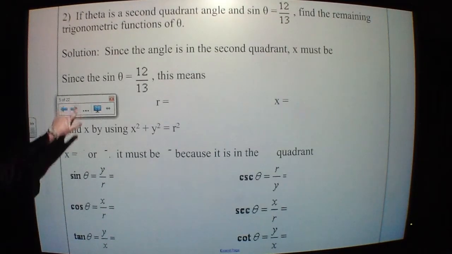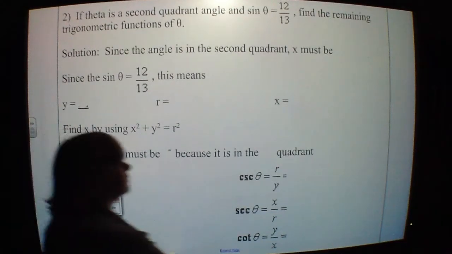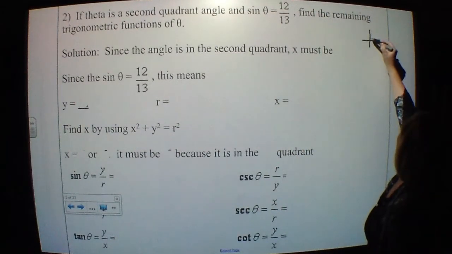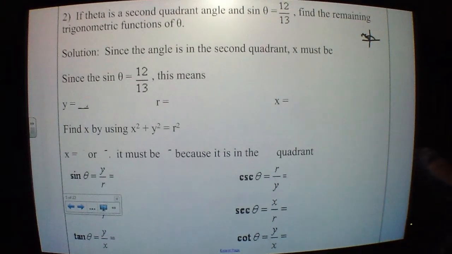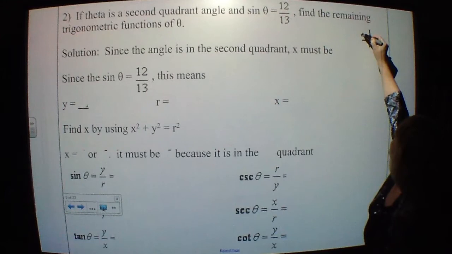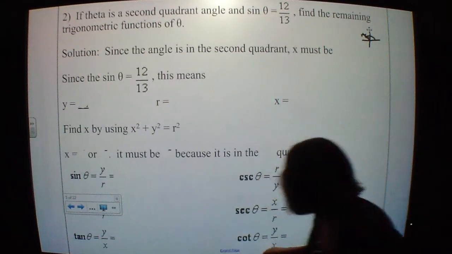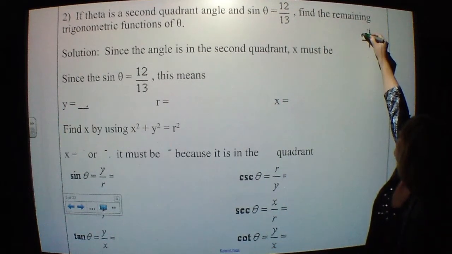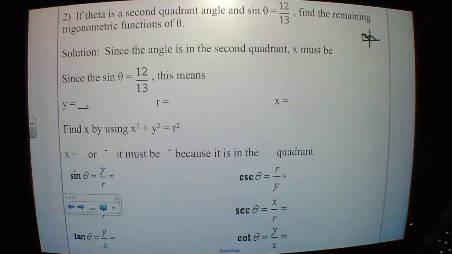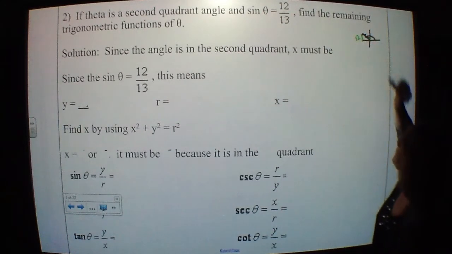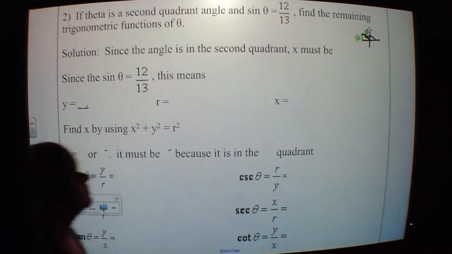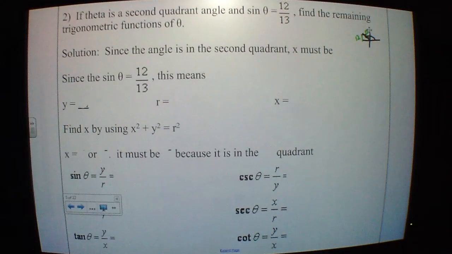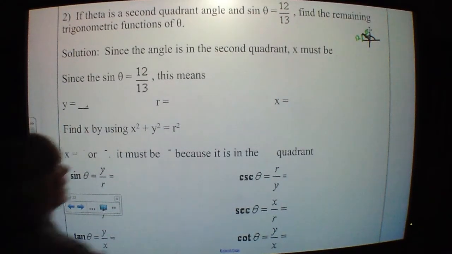If theta is a second quadrant angle, so I'm in the second quadrant. There's where my theta is. And sine is 12 over 13. So let's make my angle, and remember my right triangle. And remember I told you I always go down or up to the x-axis. Sine is y over r. So there's a little picture of it. 12 is my opposite side or my y side. 13 is my hypotenuse or my r side.